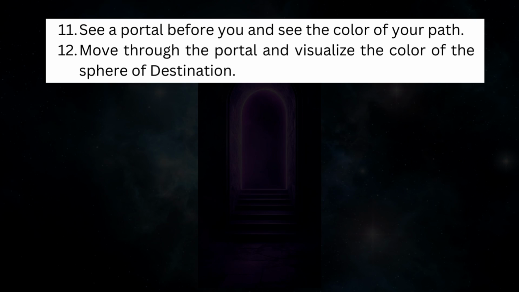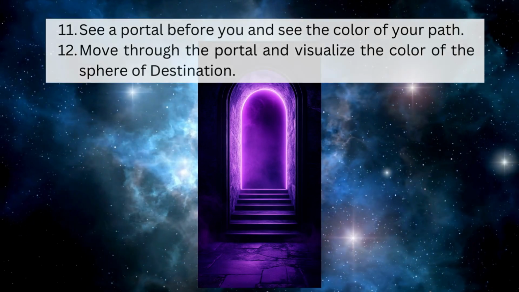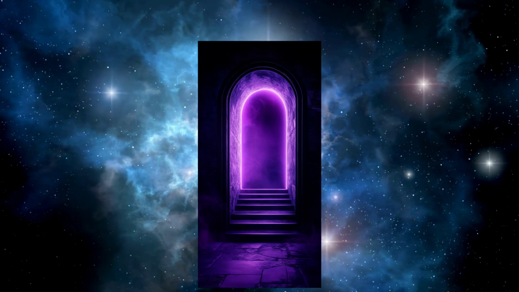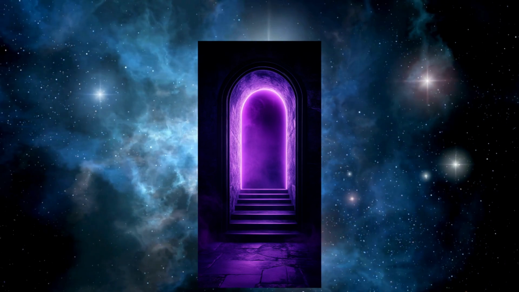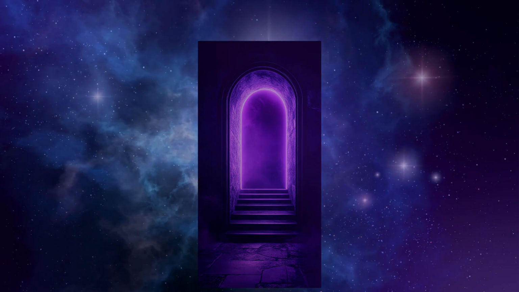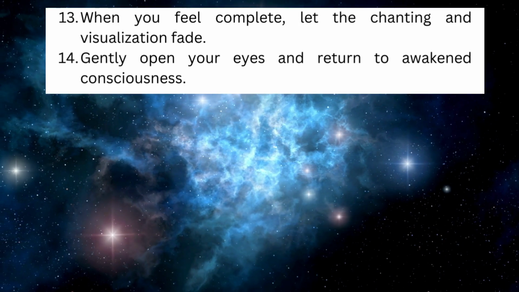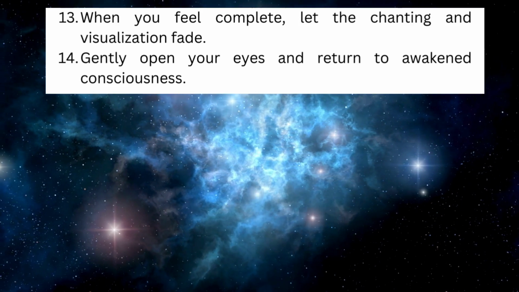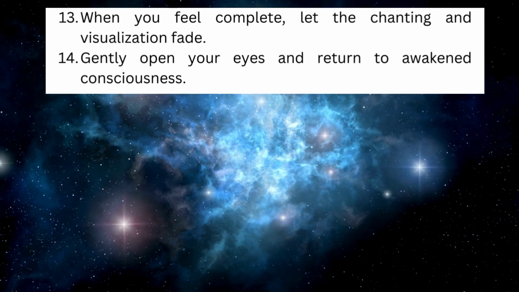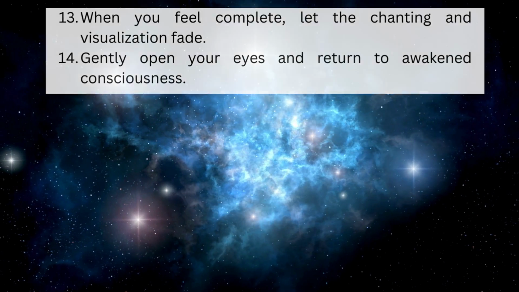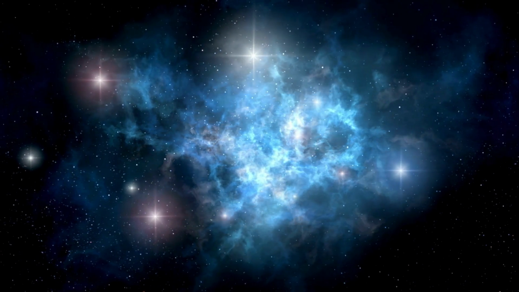As you open this doorway and you move through it, you will see the color of the sphere of destination, which for Yesod is violet. Do your best once you move through the portal to see nothing but violet in your mind's eye, while chanting Shaddai El-Chai. When you feel complete, simply allow the vision and the mantra to subside. Take a moment to feel relaxed and centered, and open your eyes when you're ready to end your session.